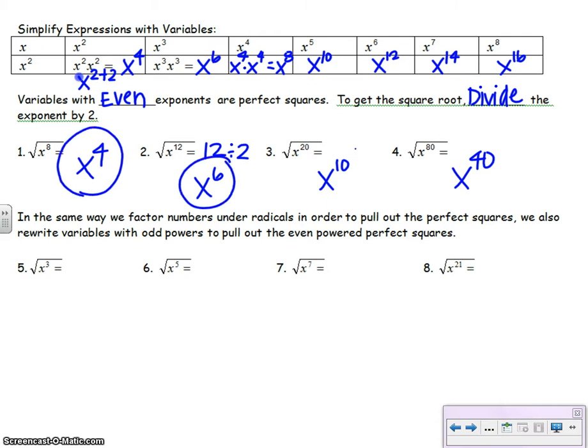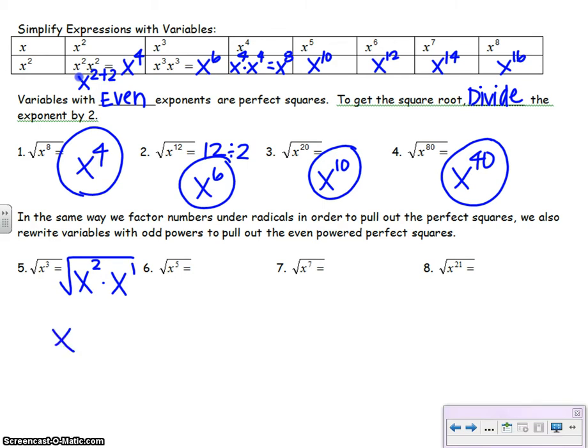Now, the even exponents are perfect squares. Unfortunately, odd exponents are not perfect squares. So in the same way we factor numbers under radicals in order to pull out the perfect squares, we're also going to do that with variables. We're going to break x to the third down to x to the second times x, because 2 plus 1 gives us 3. We're just separating the terms. And now we can do what we did before.